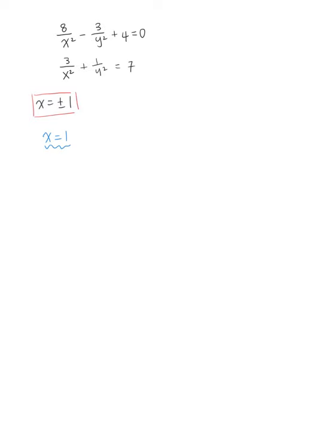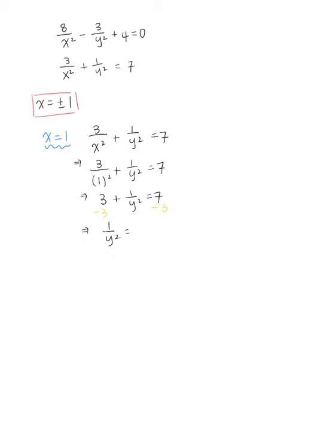I don't know why. But anyways, let me just take the second equation, and then we're going to have 3 over x squared plus 1 over y squared equals 7. When x equals 1, then you're going to have 3 over 1 squared plus 1 over y squared equals 7. So you're going to have 3 plus 1 over y squared equals 7. So subtracting 3, then what do we get? We're going to have 1 over y squared equals, what is that, 4?